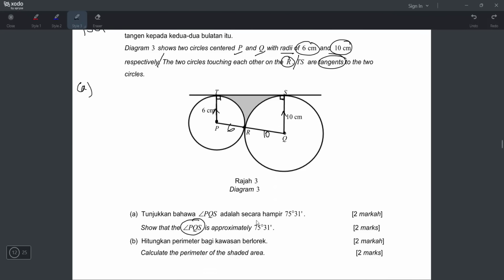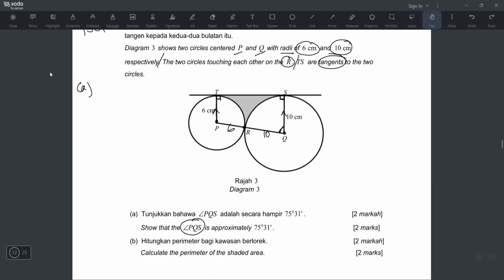So let's try to solve for PQS now. Where is PQS? Here. So I have to find the angle here. I will tell you the method straight away. You have to cut this trapezium, and then use SOH CAH TOA to find it.